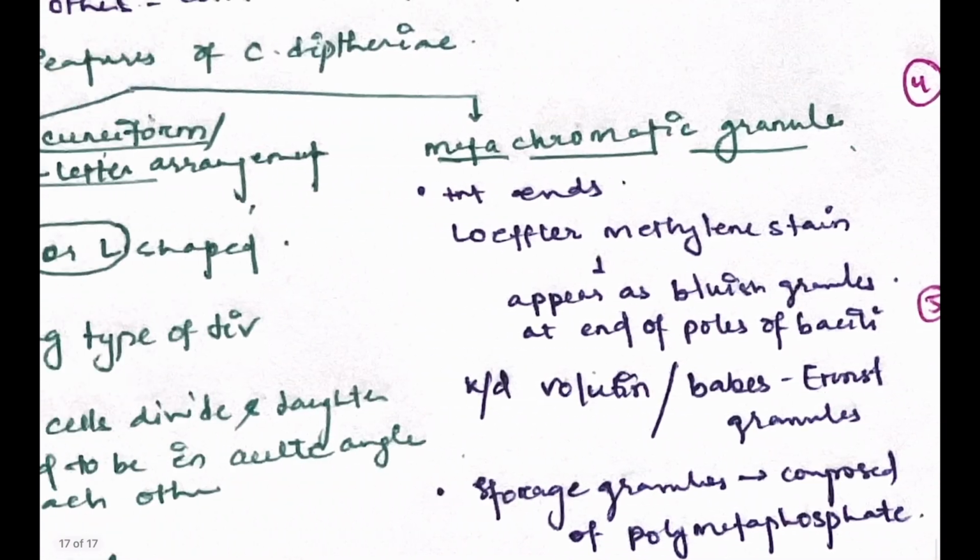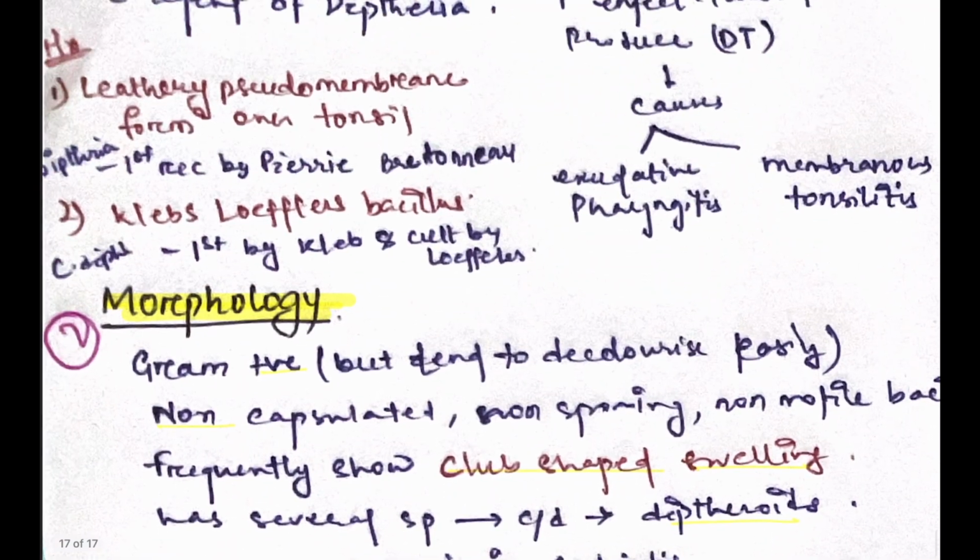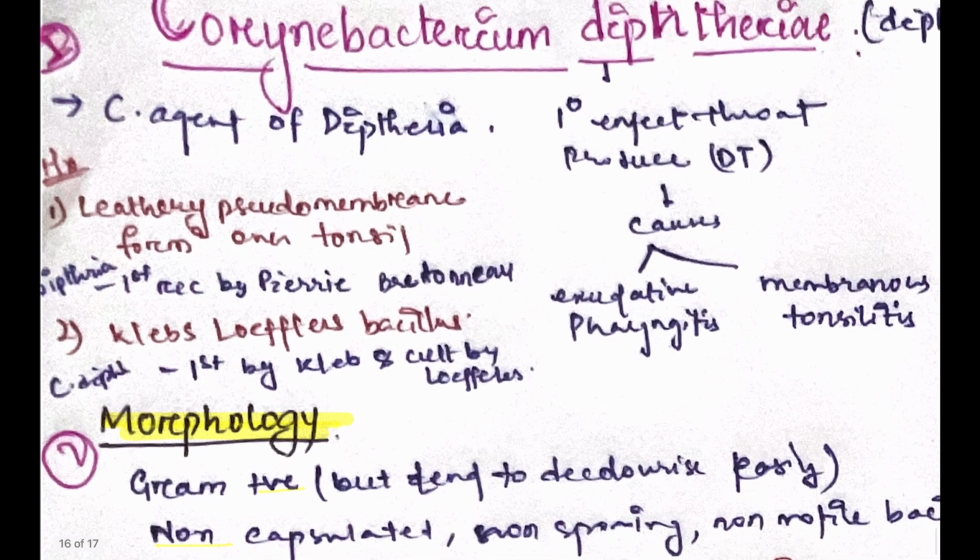So this is the overall mind map of Corynebacterium diphtheriae. In the next video we will be covering the lab diagnosis of this diphtheria, that is Corynebacterium diphtheriae.